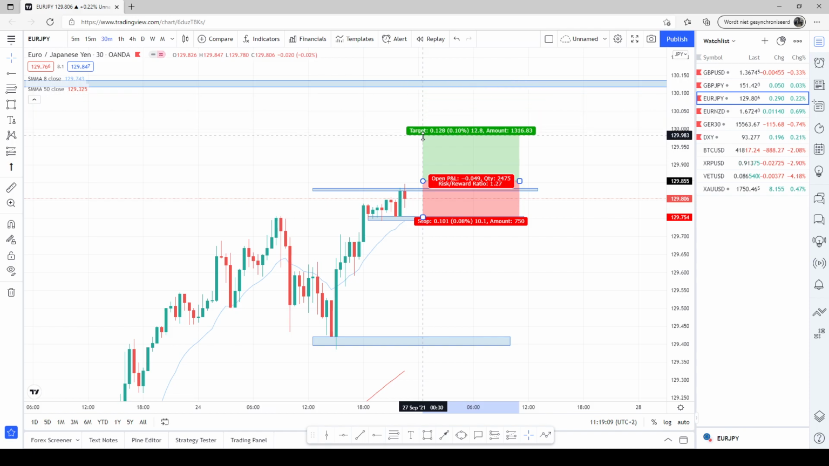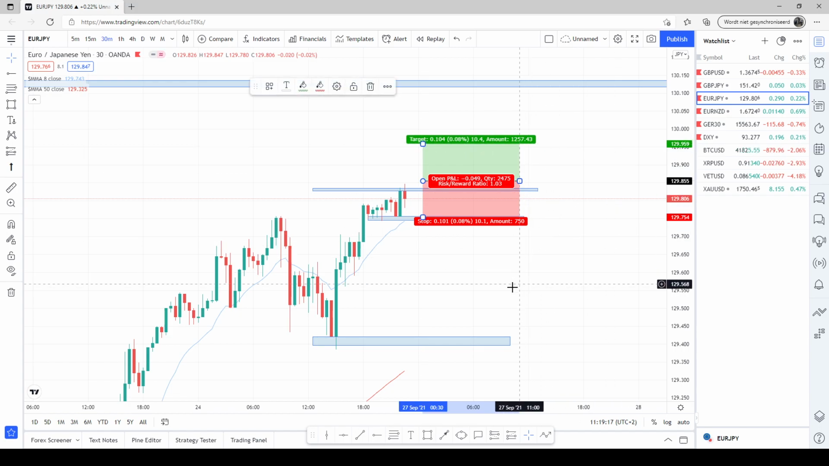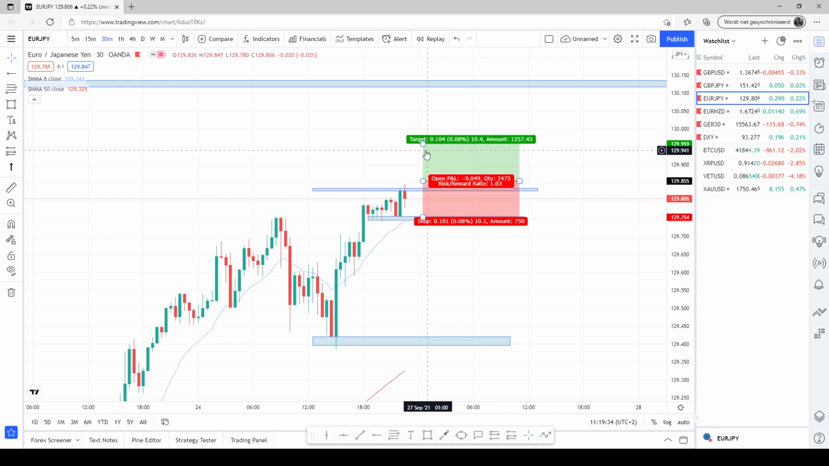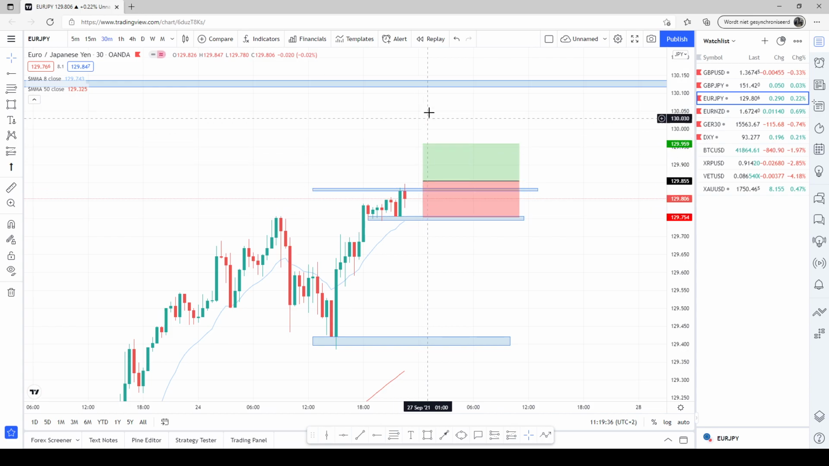I always go for at least a 1-to-1, which is over here. Not exactly, okay. So this is a 1-to-1. Over here I will close 80% of my profits and leave 20% running to maybe this area. Depends on what price is doing as well, because I will react to what price is doing, even if I have closed 80% of my trade.